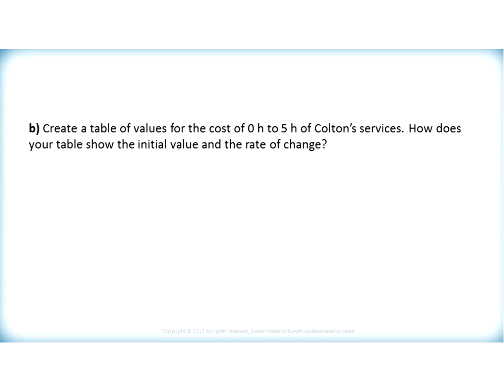So we're going to create a table of values for the cost of Colton's services for 0 hours of work up to 5 hours of work. And we're going to see how the table shows the initial value and the rate of change. So we set up our table, and in hour 0, if he works for 0 hours, just for showing up at the job, he's still going to charge you $75. So the total cost is going to be $75.